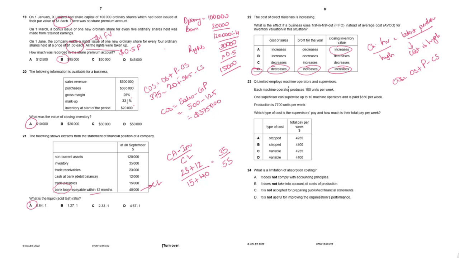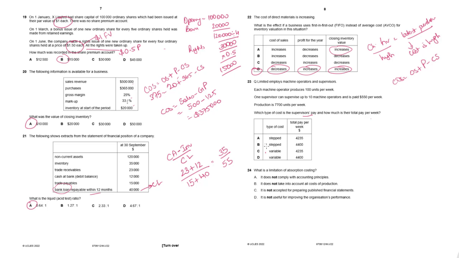Q Limited employs machine operators and supervisors. Each machine operator produces 100 units per week. One supervisor can supervise up to 10 machine operators and is paid 550 per week. Production is 7,700 units per week. Which type of cost is the supervisor's pay, and how much is their total pay per week? So options we have is either variable or stepped up.